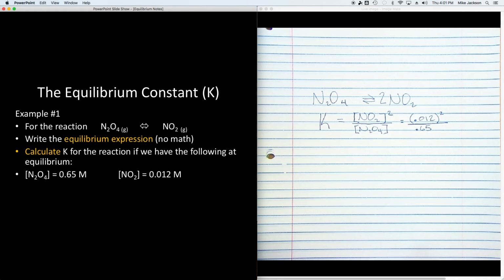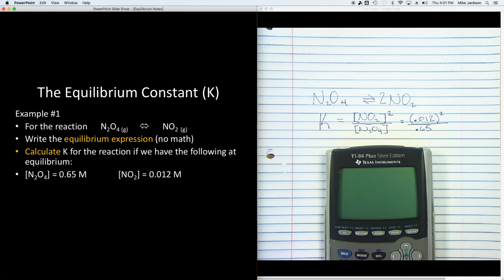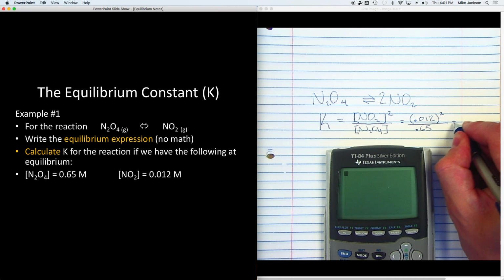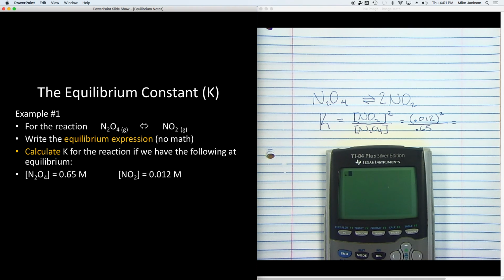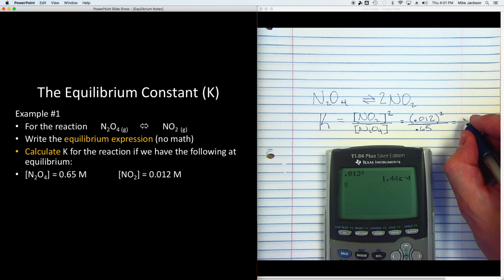So now it's just calculator work. Now, order of operations is going to be very important. Even if you have a fancy calculator, no calculators will do order of operations correctly. So just take your time. There's no rush on these problems. We'll take 0.012 and we'll square that, and we have 1.44 times 10 to the minus 4.